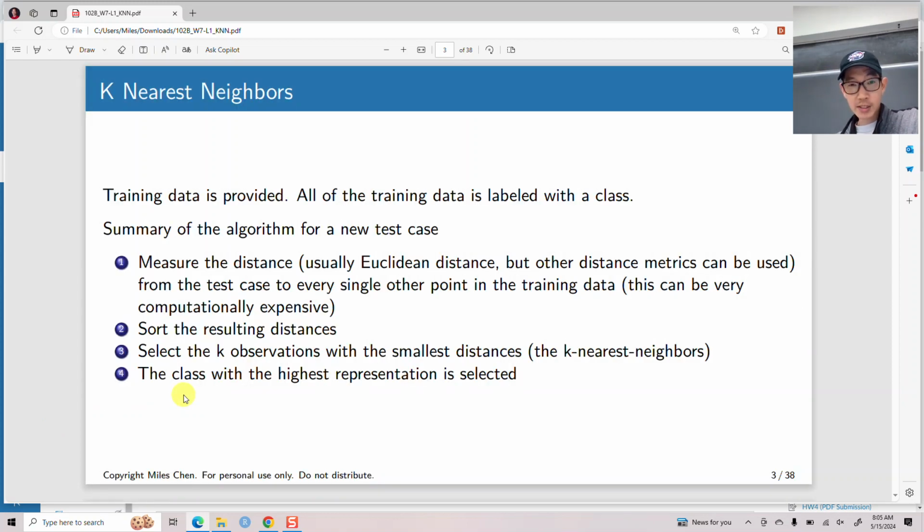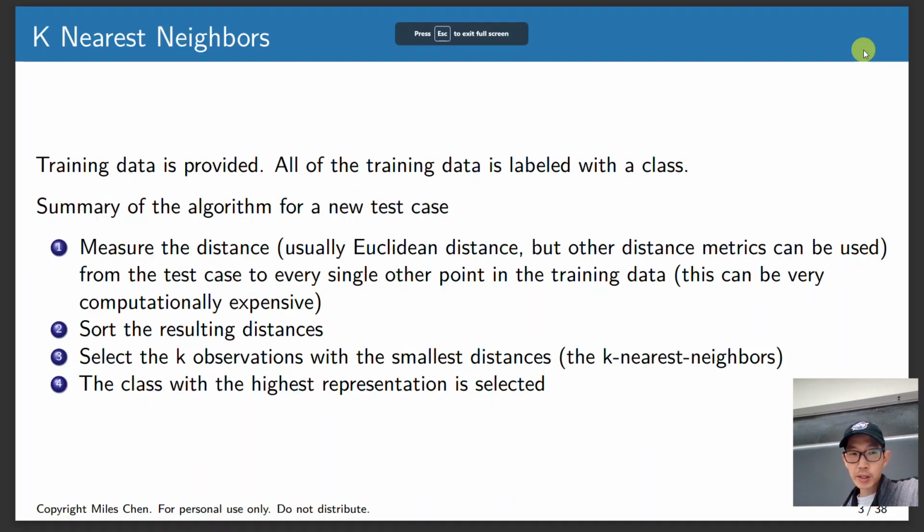Okay, let's talk about k-nearest neighbors. The way it works is you have training data. There's no training phase in KNN, k-nearest neighbors. Basically, you just have data that you're going to use to help you make future predictions. All of your training data comes in and is labeled with a class. So we're assuming you have generally numeric values as your x, and your output is a categorical variable.